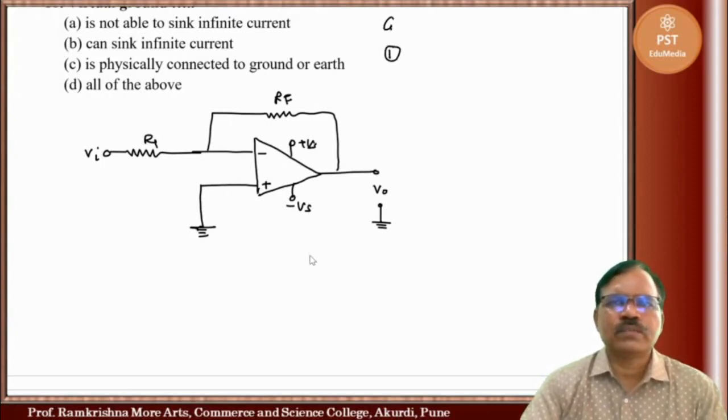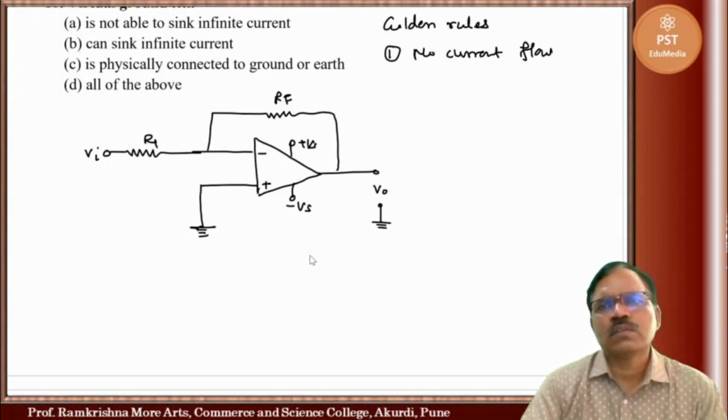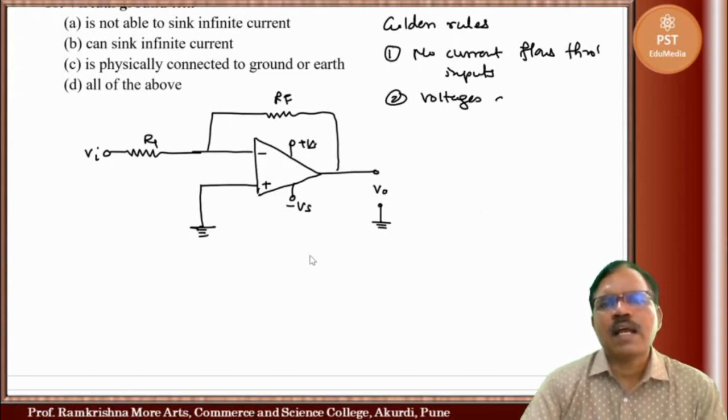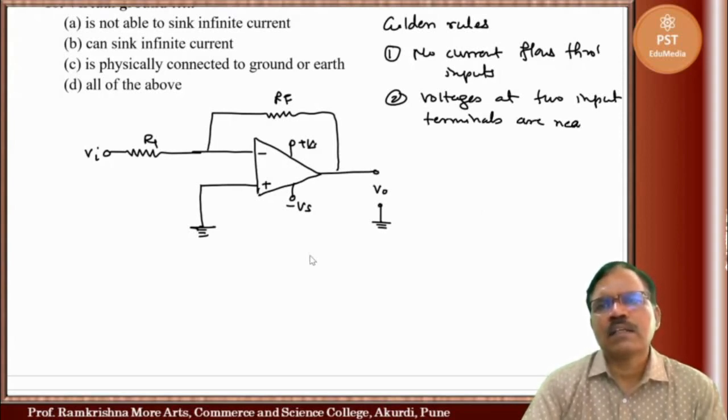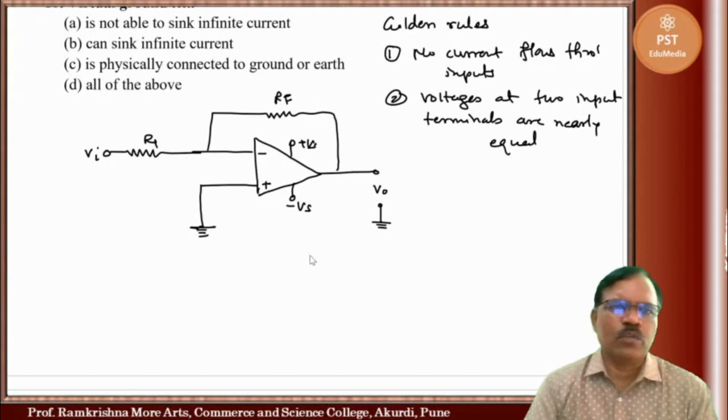And we have golden rules. First, no current flows through the inputs, and second, the voltages at the two input terminals are nearly equal. These are the two golden rules for negative feedback.